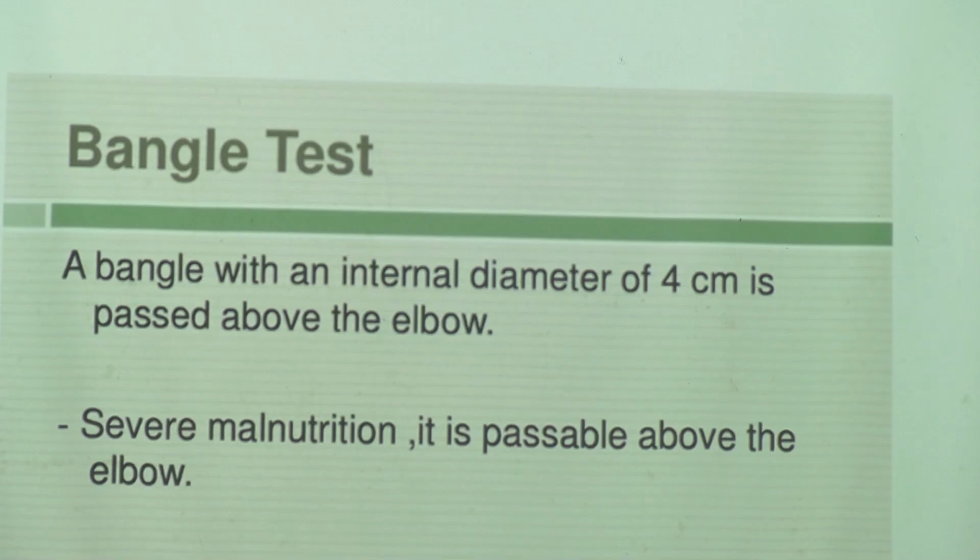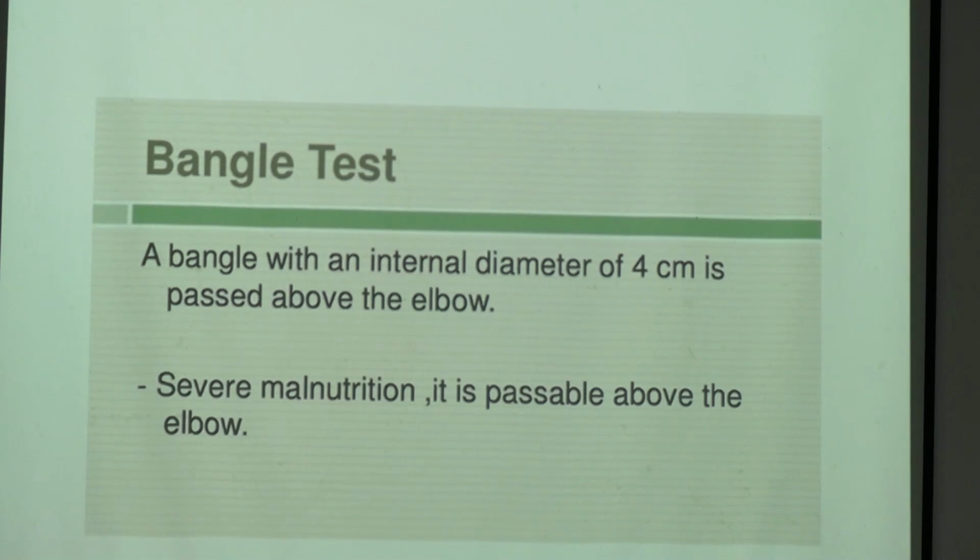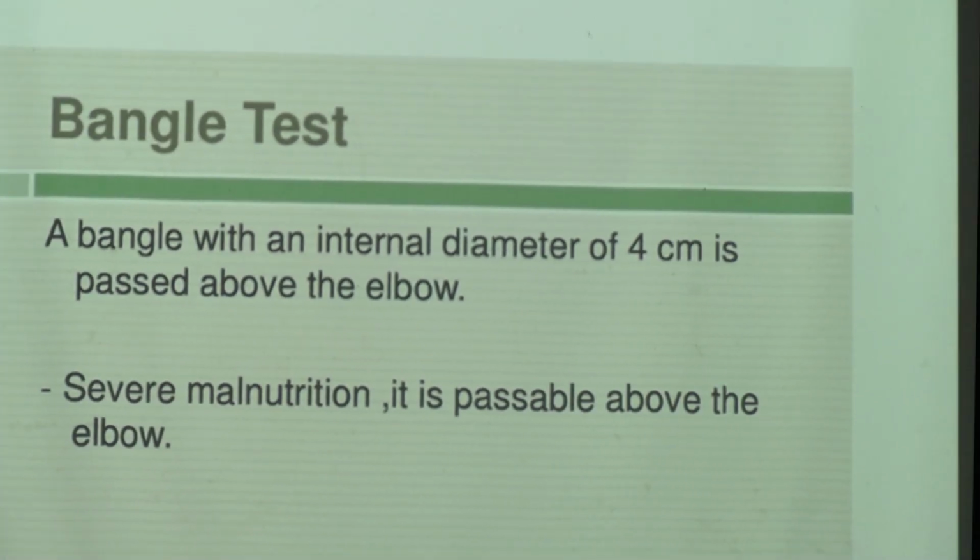So if you put a bangle of a specific size and it passes through above the elbow, that means the child is malnourished. Normally a bangle would not go beyond this, but if the bangle goes up to here, if the bangle should have a certain size of 4 centimeters, then we consider this as severe malnutrition. Okay, all right. So this is a growth chart.